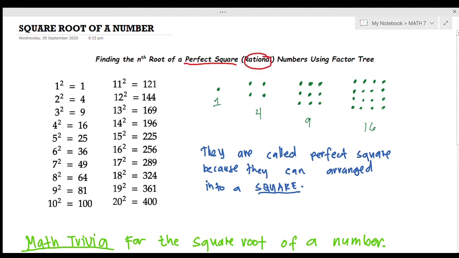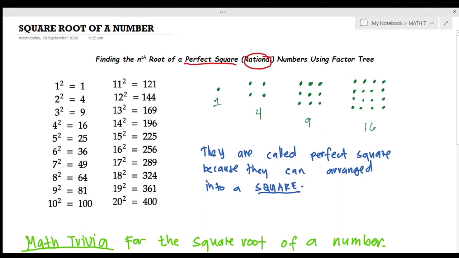So we will use factor 3. Before we start, you need to know the first 20 perfect square numbers. Here are the first 20 perfect squares. They are called perfect squares because they can be arranged into a square.